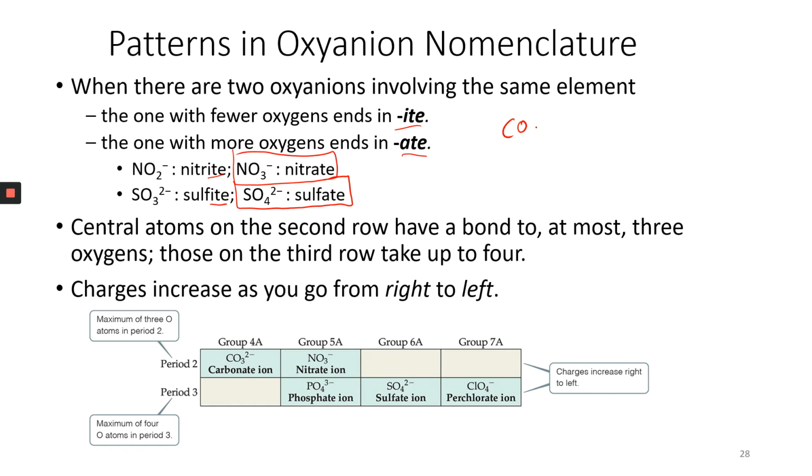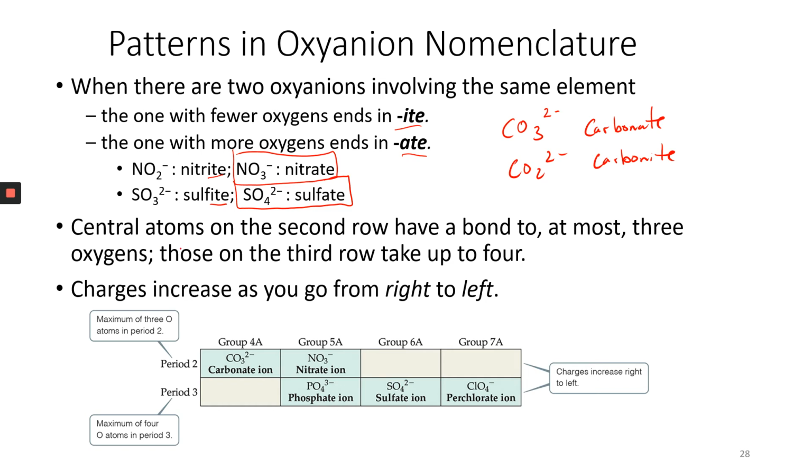So if I had CO3 2-, that's carbonate. What do you think carbonite would be? I remove one oxygen, it becomes an ITE.